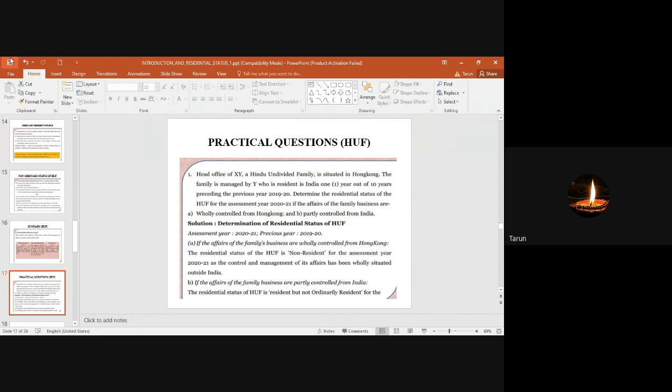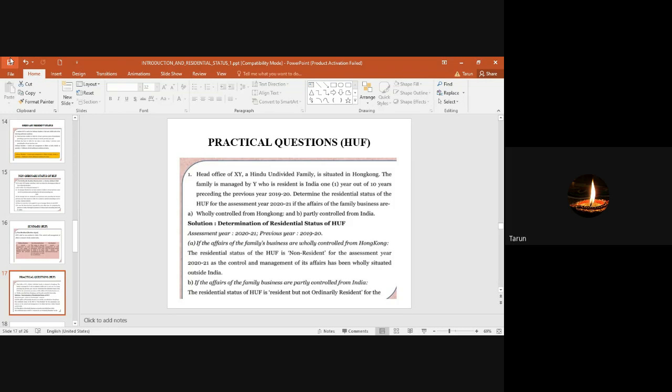Head office of X and Y, Hindu undivided family, is situated in Hong Kong. So read the first line: Head office of X and Y, Hindu undivided family, is situated in Hong Kong. That means outside India, right? The family is managed by Y, who is a resident in India.